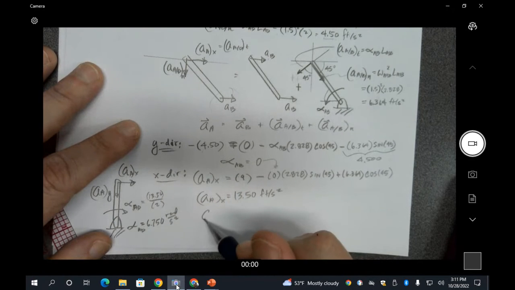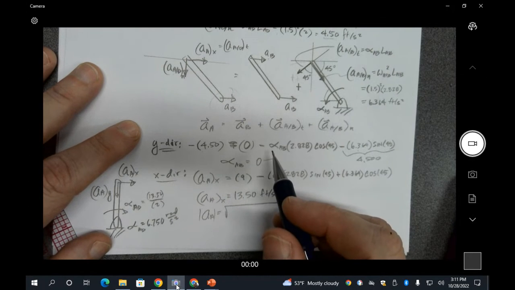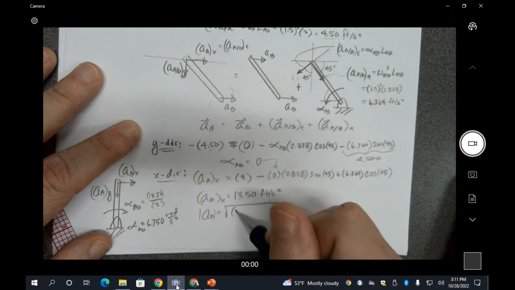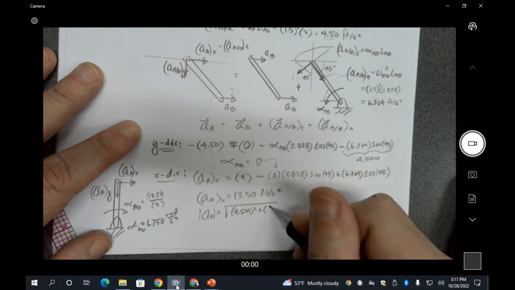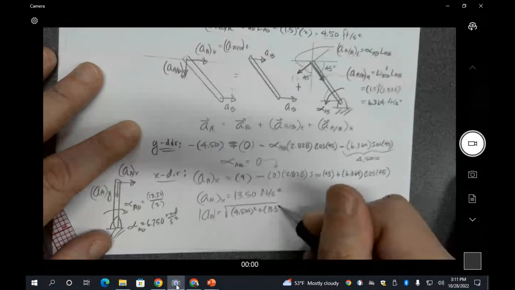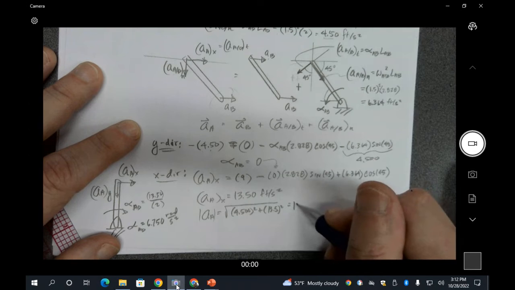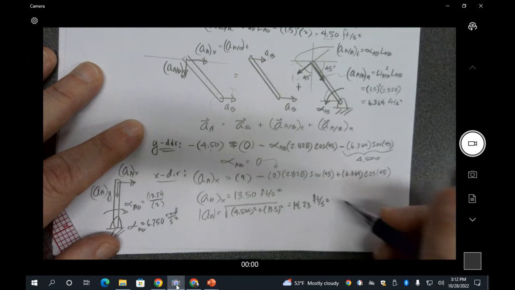But in terms of the answer right here, the acceleration of A as a magnitude is the square root of, what did we get up above? We got 4.5 squared plus 13.5 squared. So we get 14.23 feet per second squared.